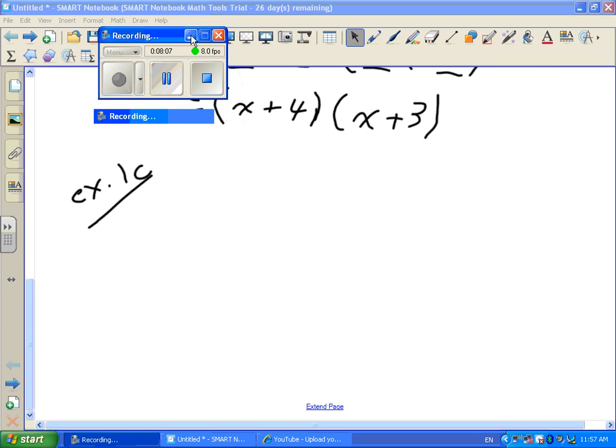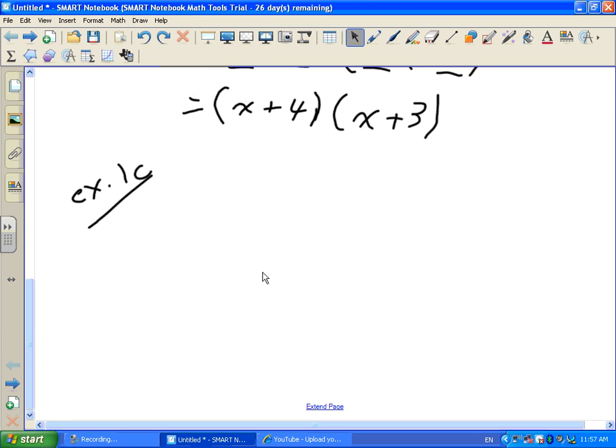Next question. So question 1C. 1C says x squared minus 29x plus 28. So the very first thing I want you guys to do when you get a question like this is I want you guys to figure out what your A, your B, and your C are, okay?